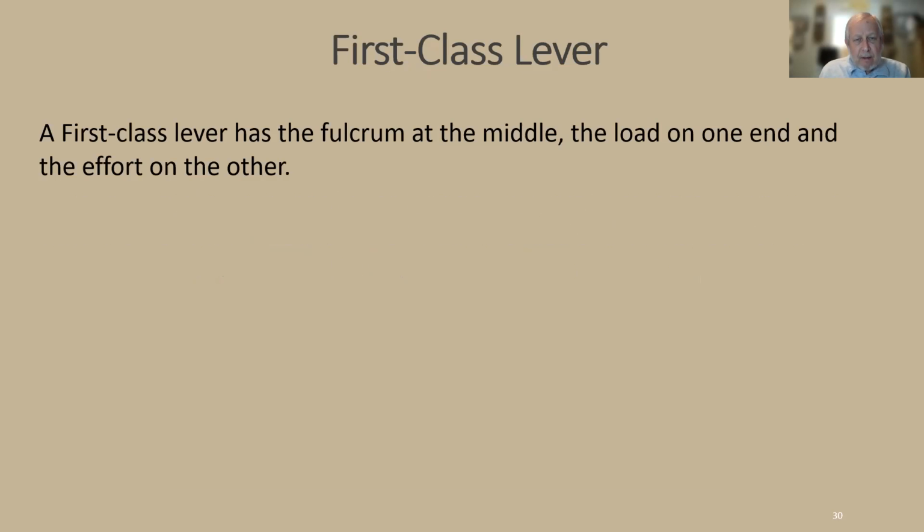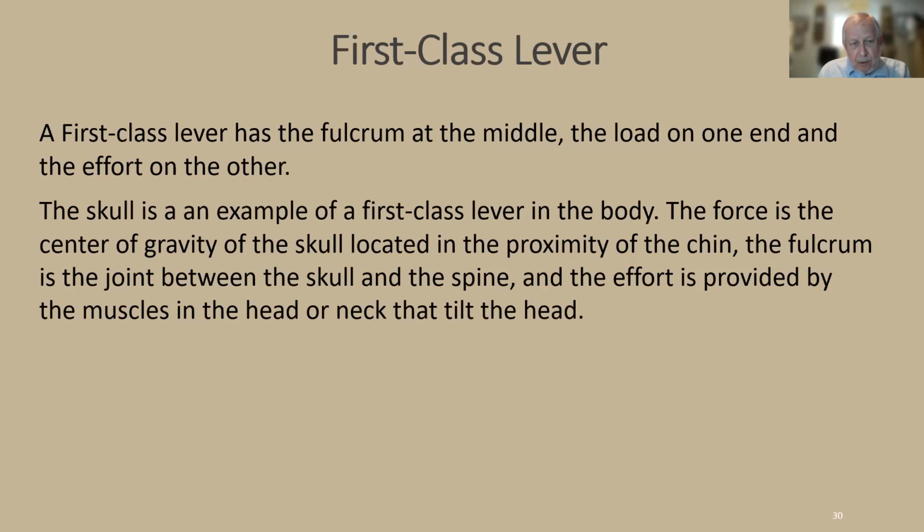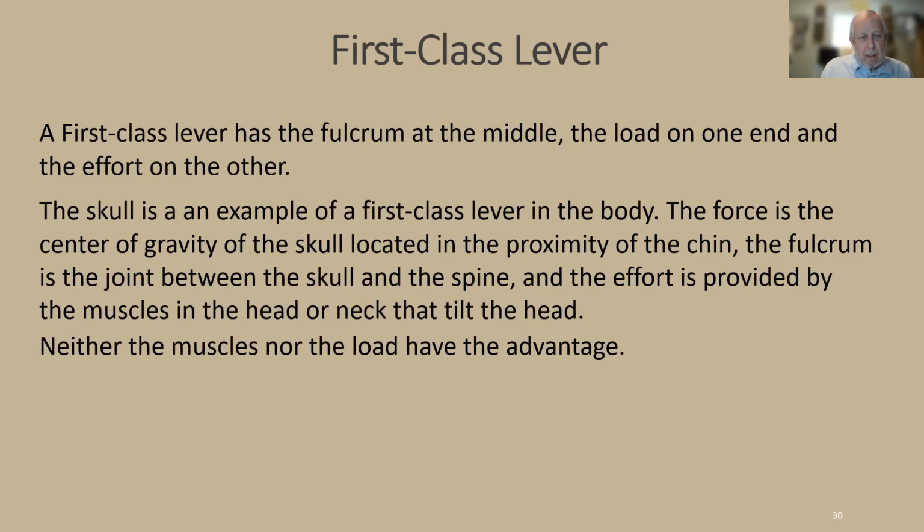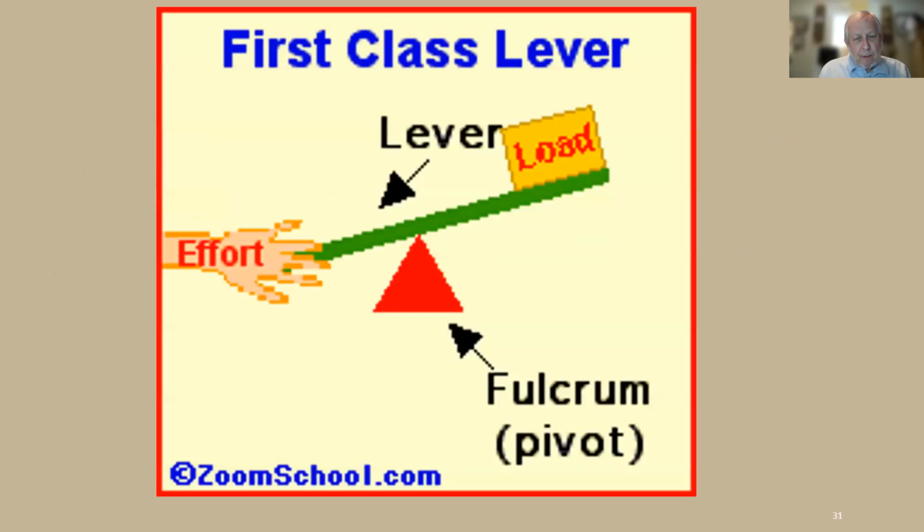A first-class lever has the fulcrum in the middle, the load at one end, and the effort on the other. The skull is an example of a first-class lever in the body. The load is the center of gravity of the skull, located in the proximity of the chin. The fulcrum is the joint between the skull and the spine, and the effort is provided by the muscles in the head or neck that tilt the head. Neither the muscles nor the load have the advantage there. Again, that's your first-class lever.